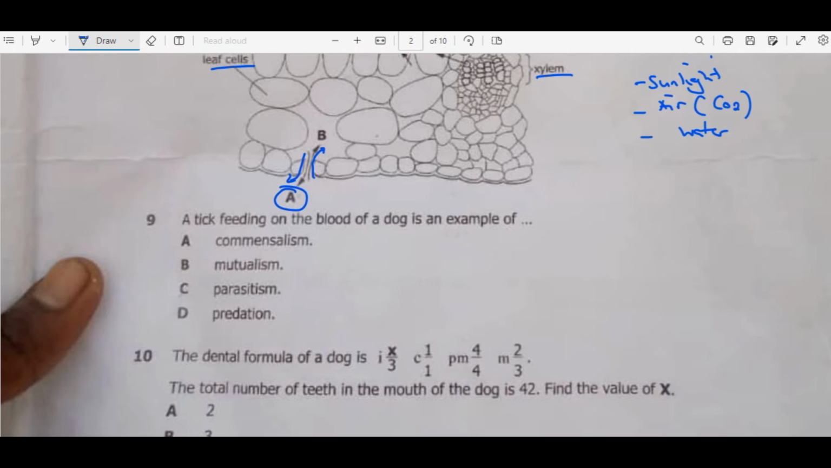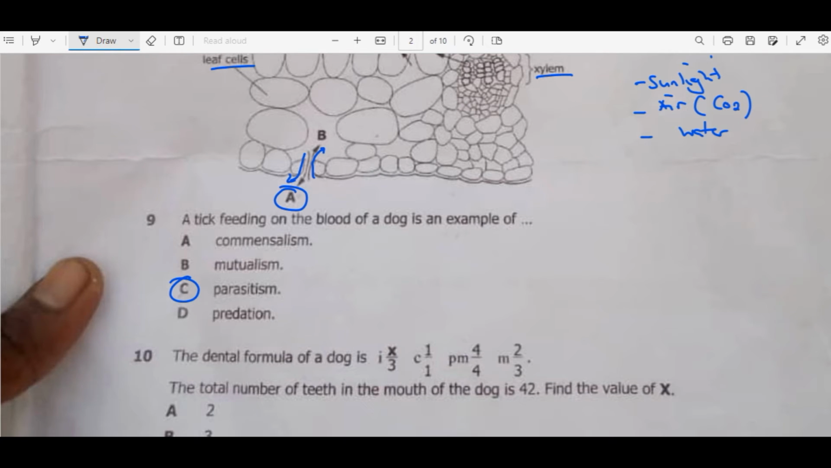So you'd find that commensalism and mutualism, meaning that both are able to benefit from each other. And then parasitism is where we have the host and the parasite. And then from there we have predation. Predation is from the word predator, meaning that something is hunting another. Normally it happens to animals. Now we are looking at a tick. So what can that be? The best example is a parasite, which is parasitism. So that is the answer there.